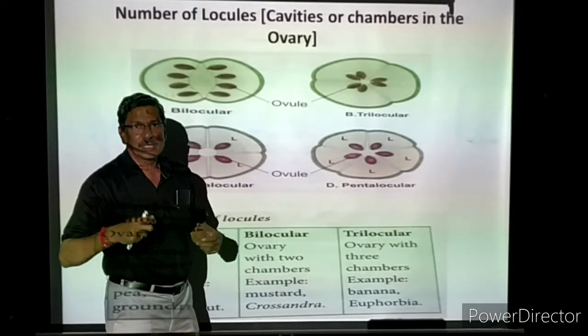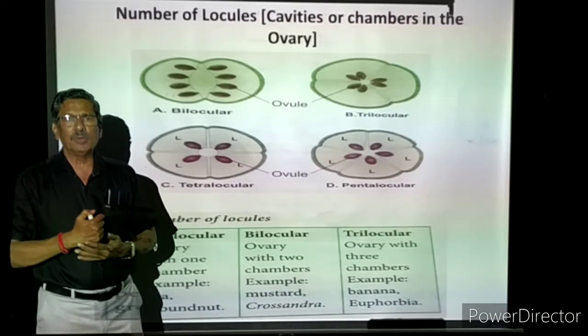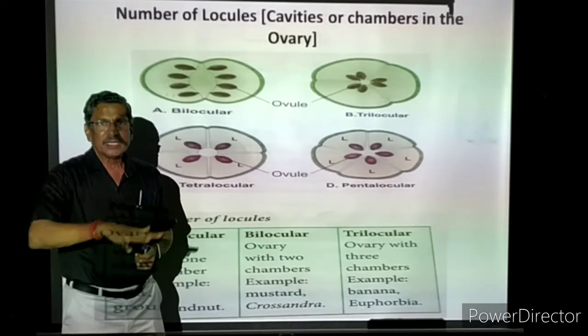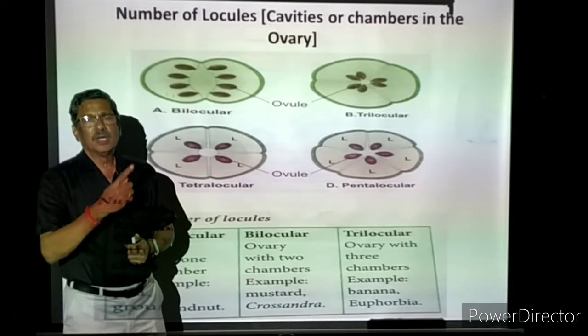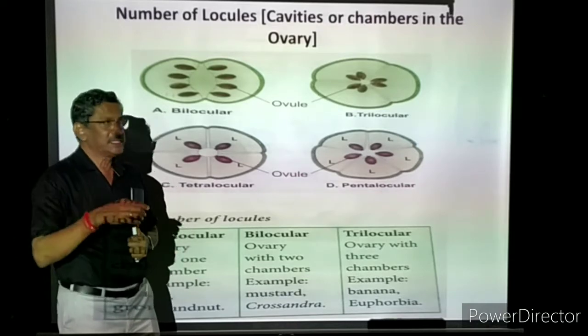Cavities. The space is called what? Cavity. For example, we are building a room. In the building, one room we are constructing. On four sides the brick wall will be there, but at the center a wide space is there. The outer one is called the wall, but the inner one is called a space.